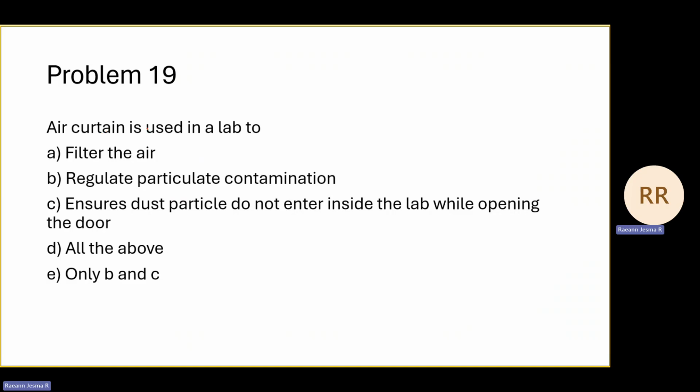Problem 19. Air curtain is used in a lab to option A, filter the air, B, regulate the particle contamination, C, ensure dust particles do not enter inside the lab while opening the door, D, option E, only B and C. So why are we using air curtain? Okay, so which is the correct answer for this question? An air curtain.